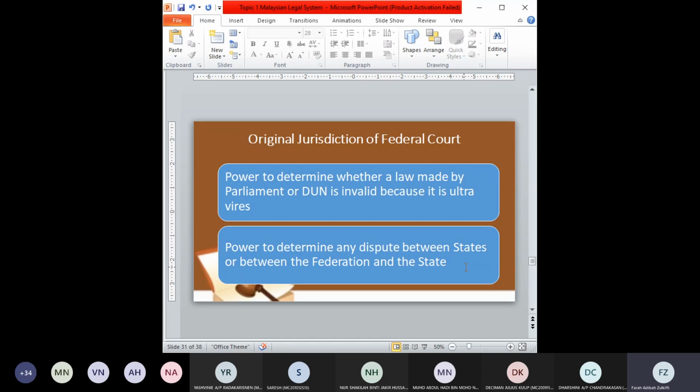And if there is any dispute between the state government and the federal government, for example, Kerajaan Malaysia has an issue with the state of Terengganu, maybe over oil, because the federal government wants to claim oil which is in Terengganu, the power to determine that dispute is the federal court. So both the federal government and the state government have to go to federal court to settle their matter. So that is two original jurisdiction of federal court.